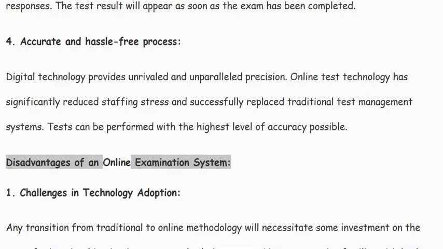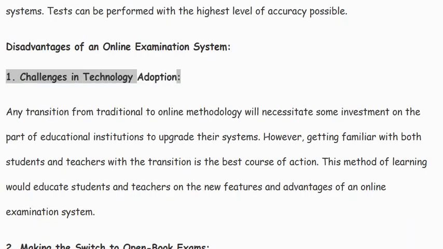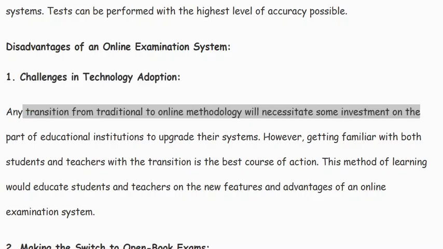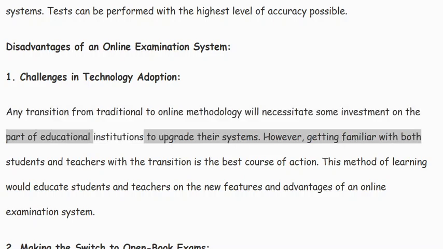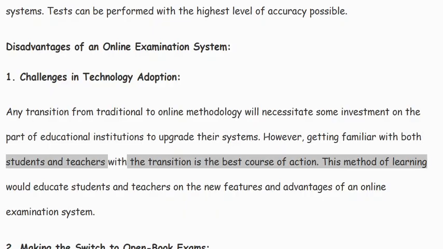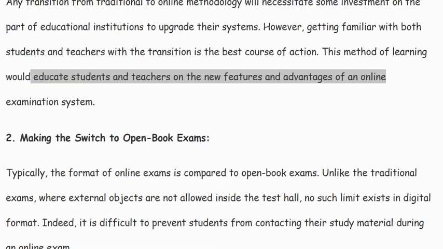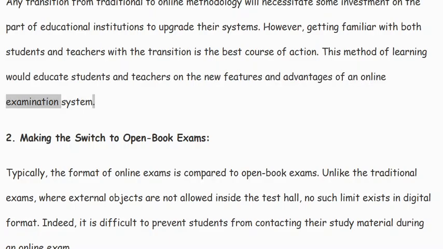Disadvantages of an online examination system. 1. Challenges in technology adoption. Any transition from traditional to online methodology will necessitate some investment on the part of educational institutions to upgrade their systems. However, getting both students and teachers familiar with the transition is the best course of action. This method of learning would educate students and teachers on the new features and advantages of an online examination system.